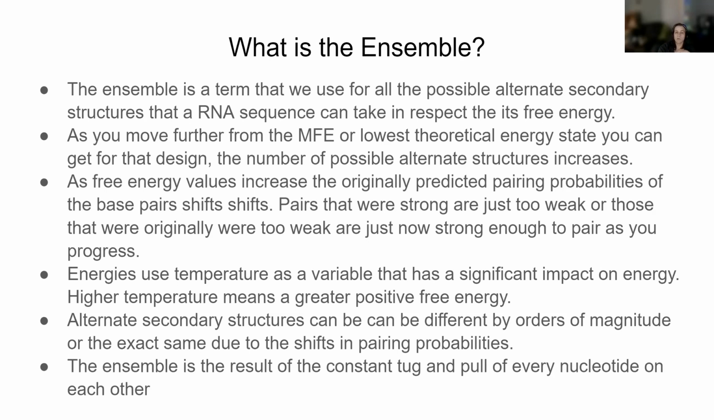So the ensemble is a term used to represent all possible alternate secondary structures that a sequence can take in respect to its free energy. Imagine if you were to move up from the MFE, which is the lowest theoretical energy state, the number of possible alternate structures increases. Imagine you had a list of 4 different alternate structures, 1, 2, 3, 4. The first structure is -30, and that's your MFE structure. The next is -25, next is -20, next is -15. That's basically what you would see in the sub-op list.